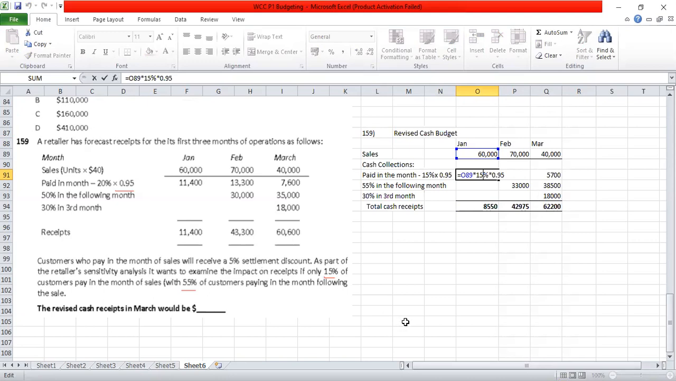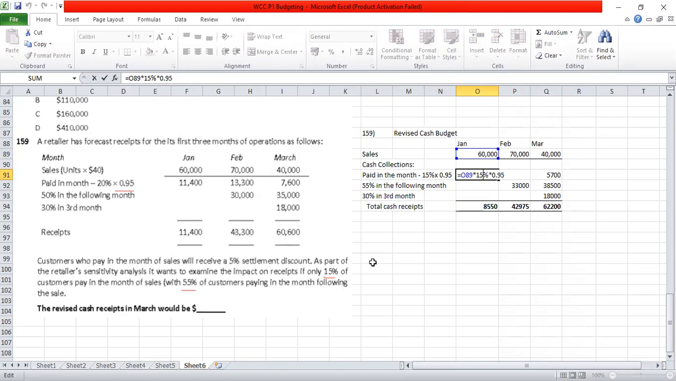Earlier in this cash budget which they have prepared, 20% of them have availed this cash discount because they paid in the same month. Now, only 15%. What if only 15% pay in the same month? So we have 60,000 into 15%, and they pay only 95% of the total amount. That is how we calculate. So 60,000 into 15% into 95% of the total amount.